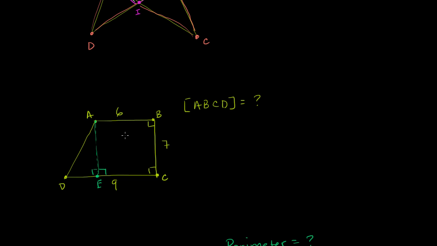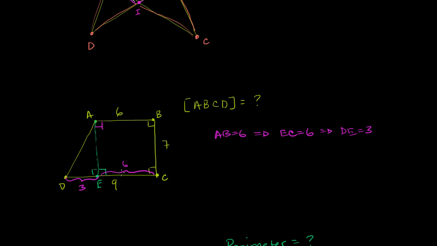Well, if this side is 6, then that means that EC is also going to be 6. If AB is 6, notice we have a rectangle right over here. Opposite sides of a rectangle are equal. So if AB equals 6 implies that EC is equal to 6. And if EC is equal to 6, then that tells us that DE is going to be 3. This distance right over here is going to be 3.